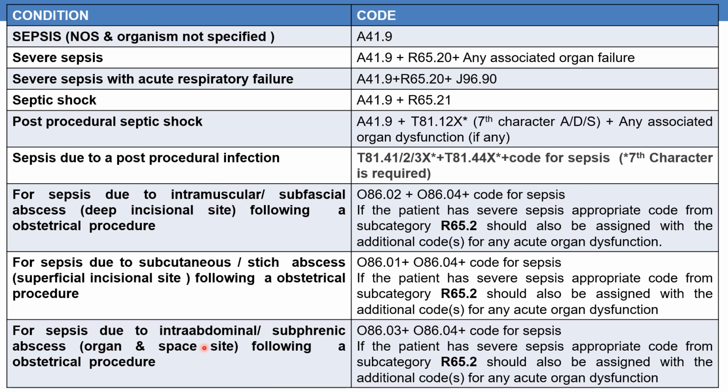And for sepsis due to intra-abdominal or subphrenic abscess, that is organ and space site following an OB procedure, the PDX is O86.03 plus O86.04 plus the code for sepsis. And the guideline for severe sepsis is common.